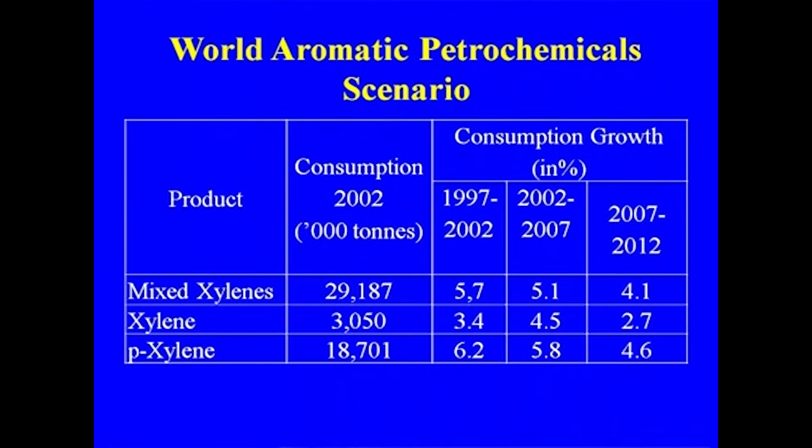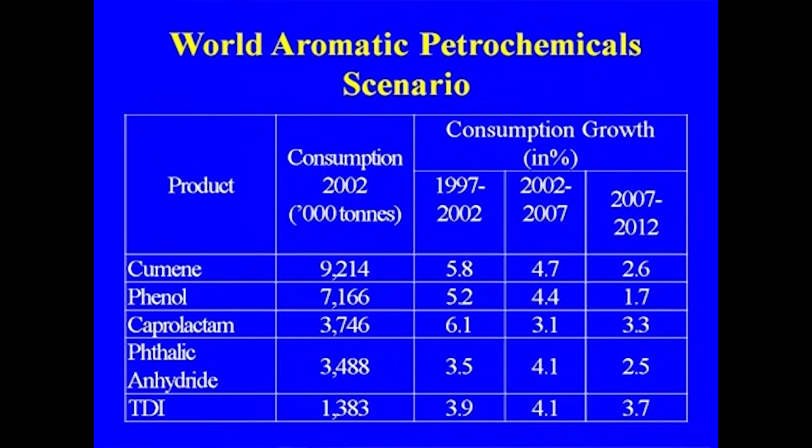Similarly for mixed xylenes, xylene and paraxylene, these are some of the consumption figures and the consumption growth during the periods 1997 to 2002, 2002 to 2007, and 2007 to 2012. This is about cumene, phenol, caprolactam, phthalic anhydride, and toluene diisocyanate. These figures give you an idea of how important aromatic compounds are, being used in some form or other in our daily life.